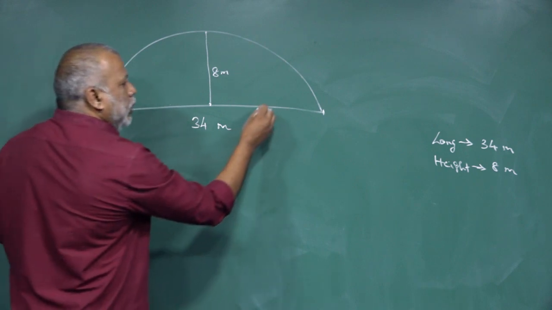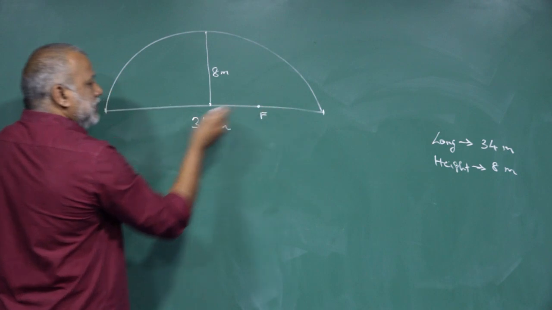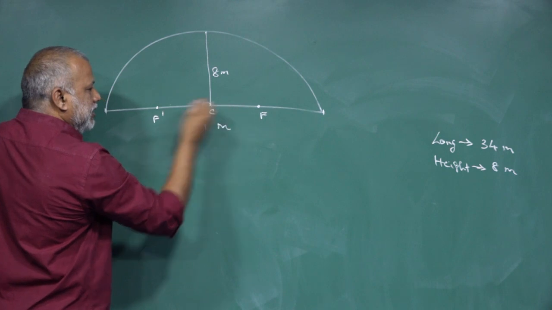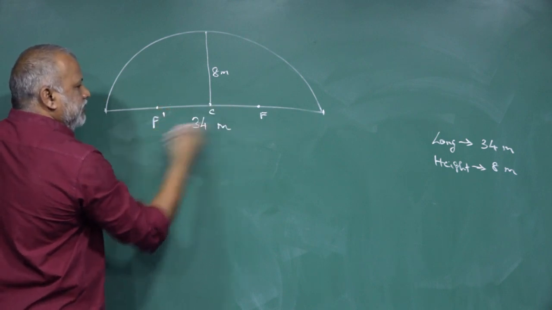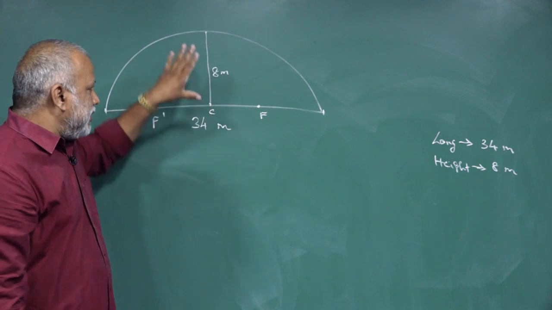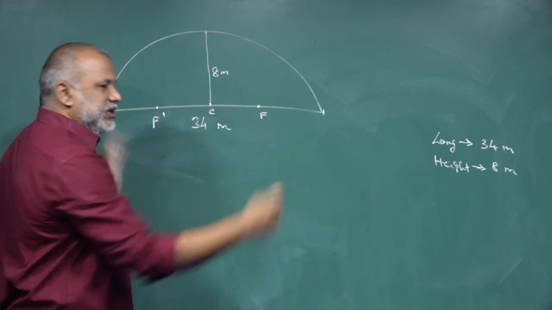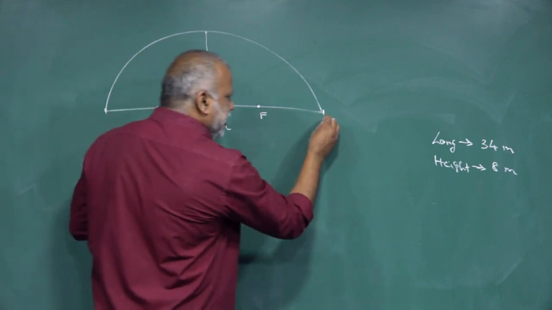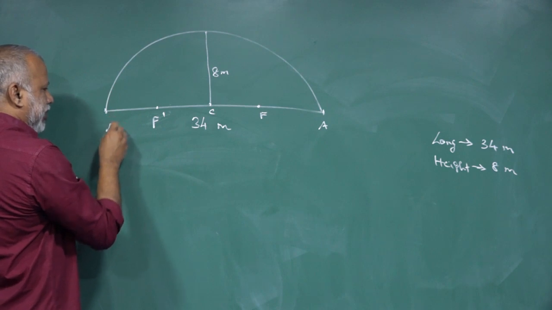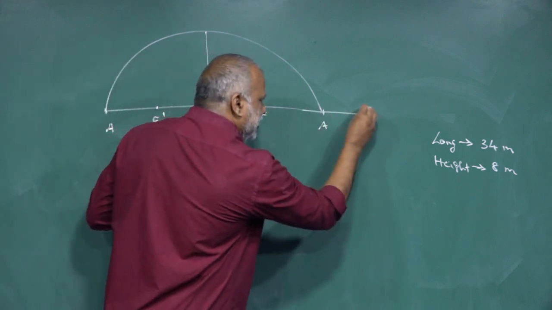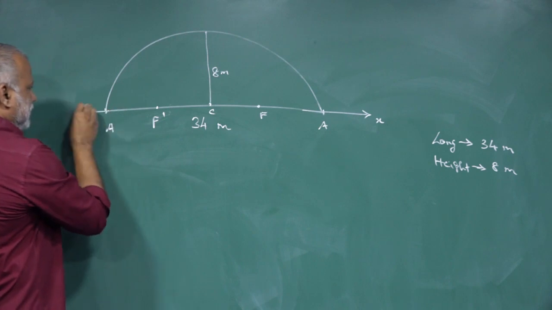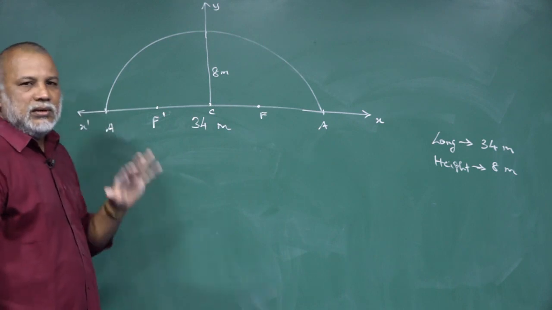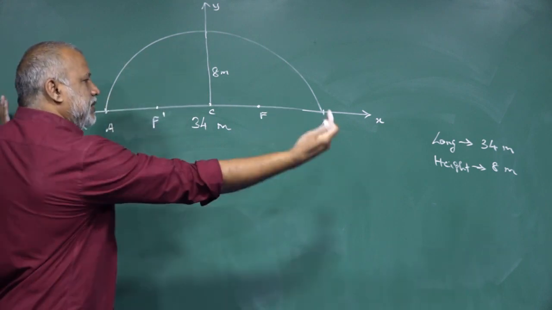Where are we going to locate the foci? The two foci must be placed from the center, one focus on the right side and another on the left side. So we are going to find the foci. This is the logic they have given. Length is nothing but long, so 34 meters. Height is 8 meters. Now consider the end points A and A dash. This is considered to be the x-axis, this is x dash, and automatically this must be the y-axis.